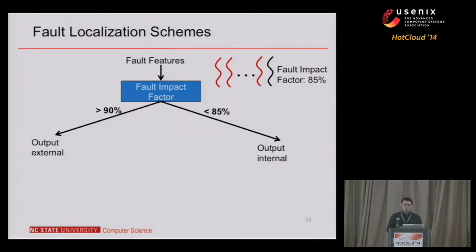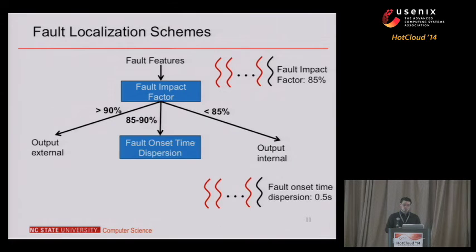Well, that brings us to our next localization scheme. With this, we look at the fault onset time dispersion. The observation behind this metric is that if all of the threads, all of the execution units, are affected as soon as they're scheduled to run, then the standard deviation of how quickly they're affected is going to be low, right? Because it didn't matter what you were doing: you were scheduled and you were affected.